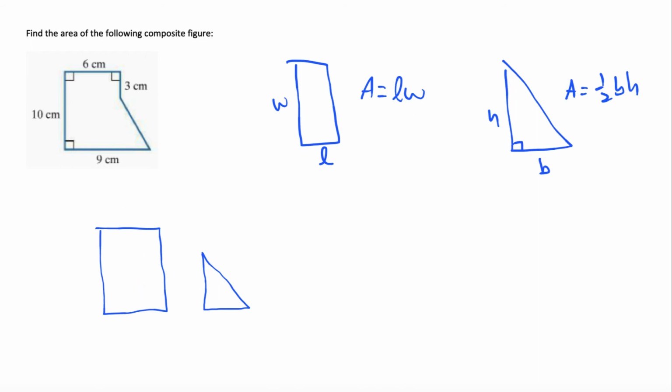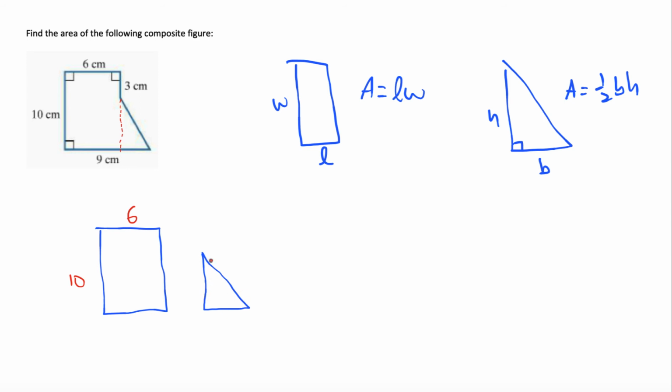So let's do this. We're just going to draw this imaginary line here, which is going to give us these two shapes. So if we take a look at this rectangle here, what are the dimensions? Well, we know that this is 6, so we can write down 6 here, and this is 10. So that works out, we got the length and the width of this rectangle. Okay, but what about the triangle, though? What are the base and the height of this triangle?